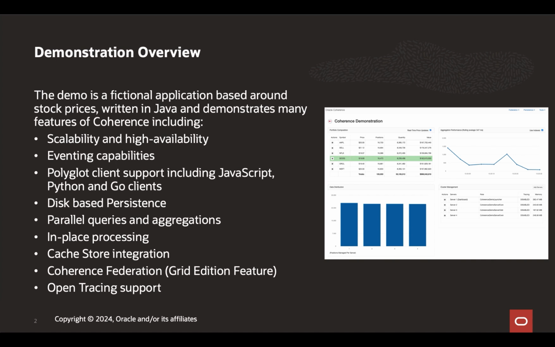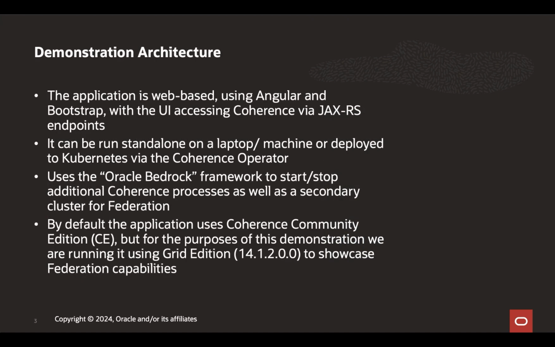The application we will show today is a fictional application based around stock prices, written in Java, and demonstrates many features of Coherence, including scalability and high availability, eventing capabilities, Polyglot client support, including JavaScript, Python and Go clients, disk-based persistence, parallel queries and aggregations, in-place processing, cache store integration, Coherence Federation, which is a Grid Edition feature, and OpenTracing support. The application is web-based using Angular and Bootstrap, with the UI accessing Coherence via JAX-RS endpoints.